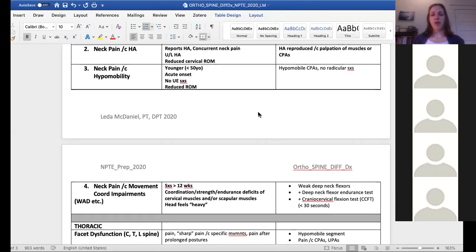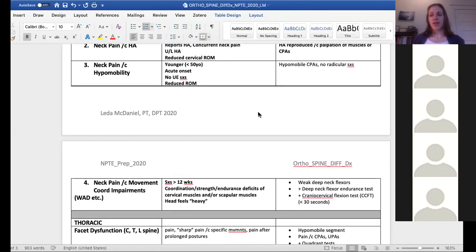Okay, so our third category is neck pain with hypomobility. Again, at the outset, don't make this harder than it is. So there's some sort of loss of motion. Usually there's loss of active range, passive range, and most characteristically is that we're going to see hypomobility as we test joint accessory motion or we test our PAVMs. So CPAs, UPAs are going to be hypomobile. They could also be tender, painful, and reproduce the patient's pain.